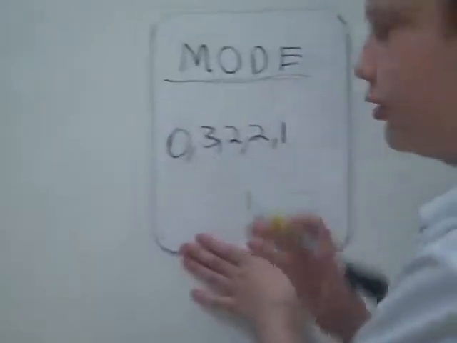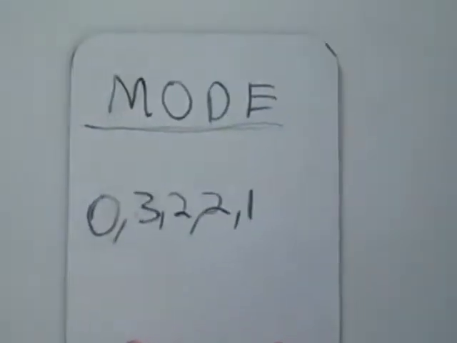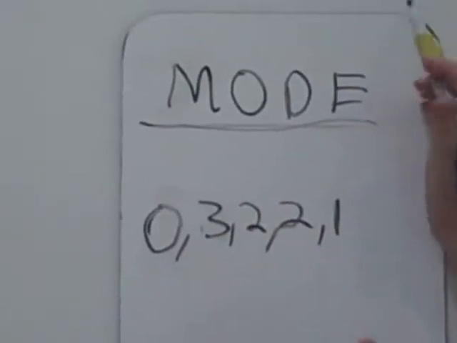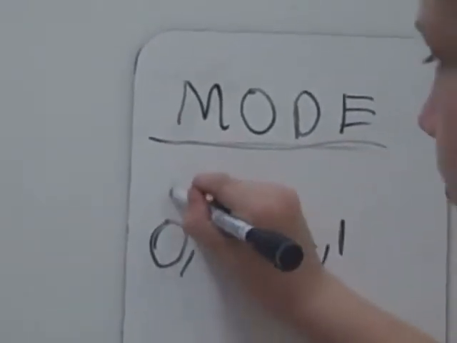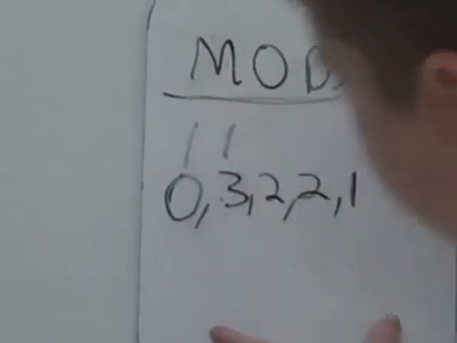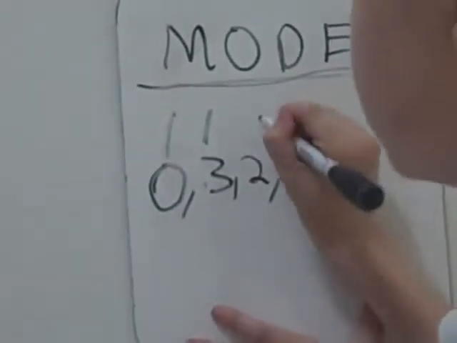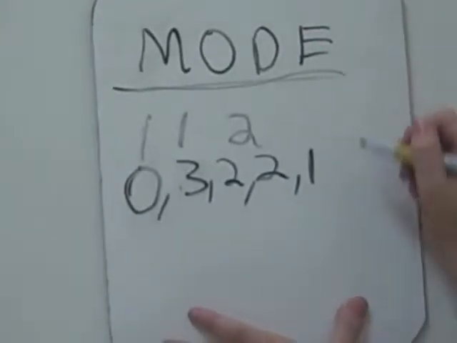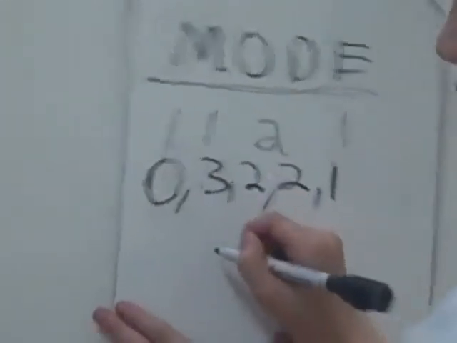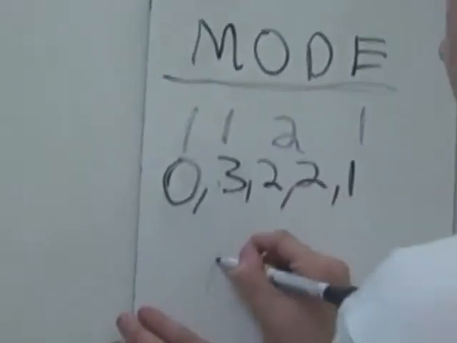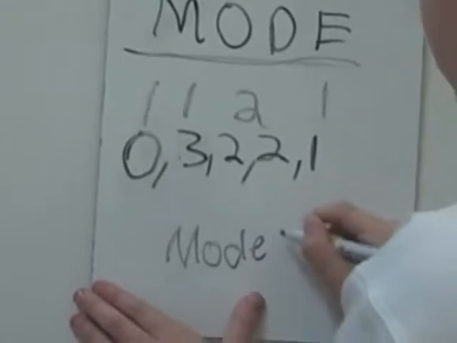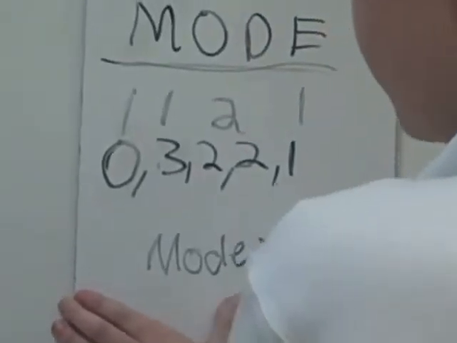How do we get the mode? First, you list all the numbers. Then you go to each number and ask yourself how many of each there are. 0, there is 1 0. For 3, there is 1 3. For 2, there are 2 2s. For 1, there is 1 1. Which number occurs the most? 2. And the mode is 2.